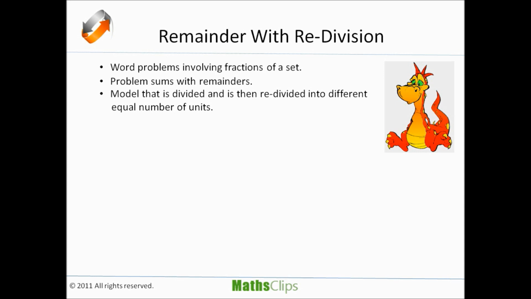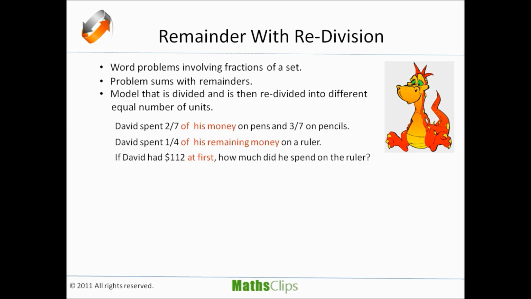Let's see an example. David spent 2/7 of his money on pens and 3/7 on pencils. David spent a quarter of his remaining money on a ruler. If David had $112 at first, how much did he spend on the ruler?